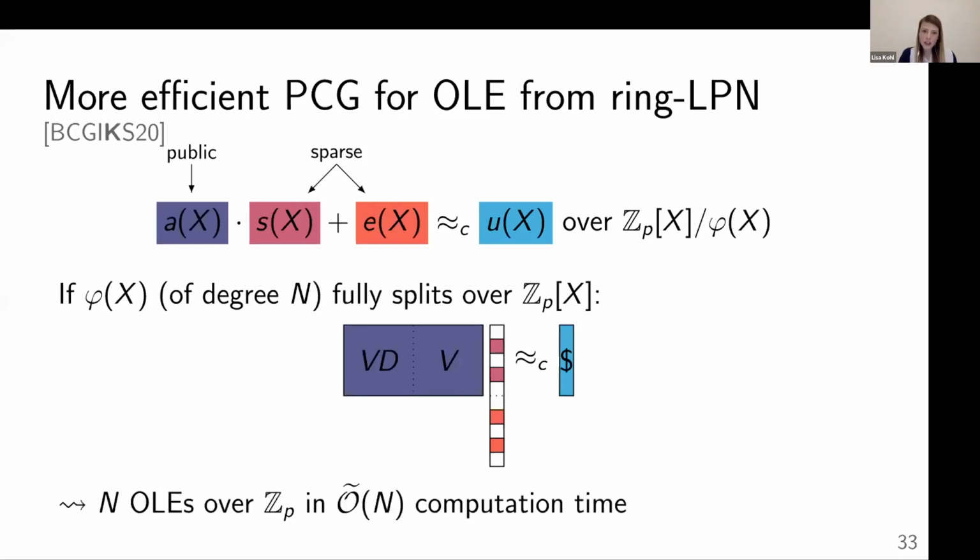I just wanted to show this also in the matrix representation, and this gives us n OLEs over F_p in Õ(n) computation time. Of course, now you have to assume an arithmetic version of ring-LPN. So obviously this only works over big fields where phi fully splits, and you have to assume that even if it splits, you have security. There are some attacks that you can take care of, and we did the analysis, and we believe it's secure. But this is certainly something that we hope more people will look into.